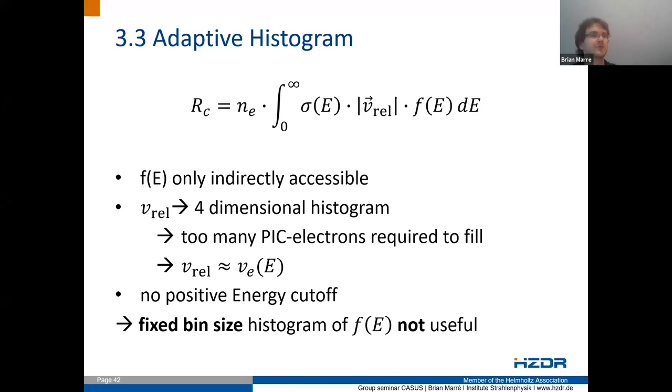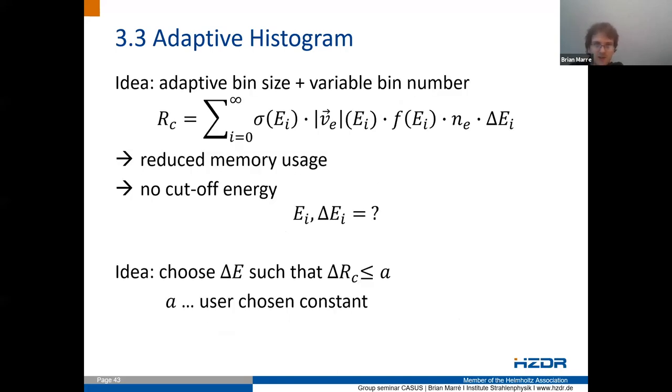Yeah, the idea is to use some sort of adaptive histogram, which doesn't have a fixed bin size, but decides the bin size at least somewhat intelligently. Okay, what does intelligently mean? So in principle, the idea I'm implementing is that we decide the bin size such that the error we expect for our rates, or at least the relative error of those rates, is below a certain constant given by a user.